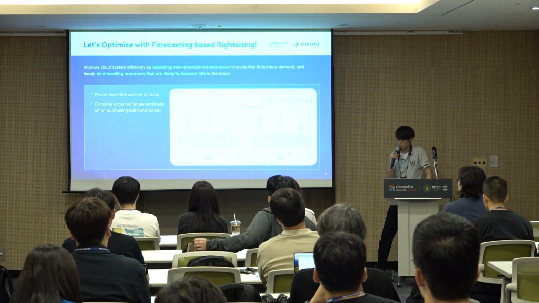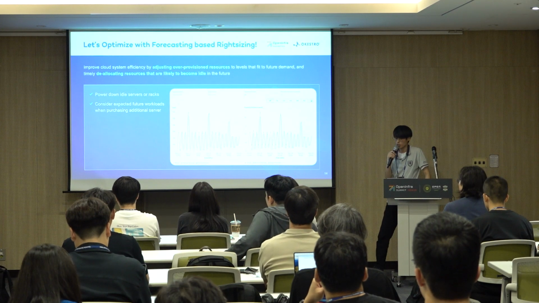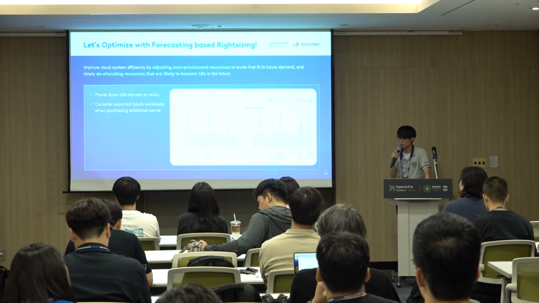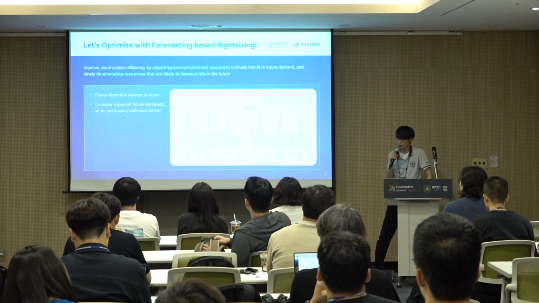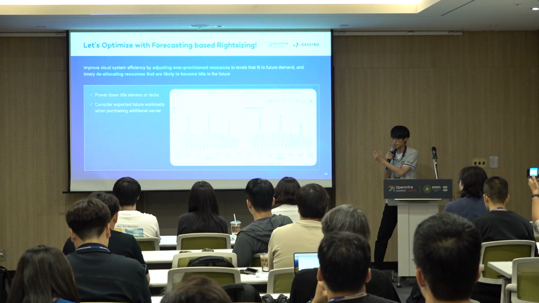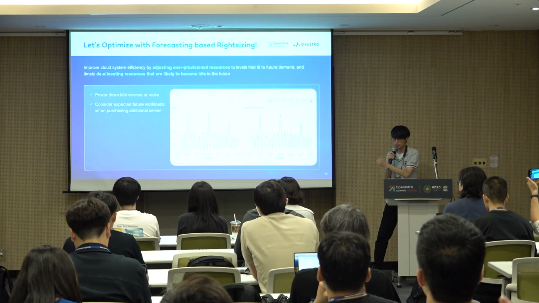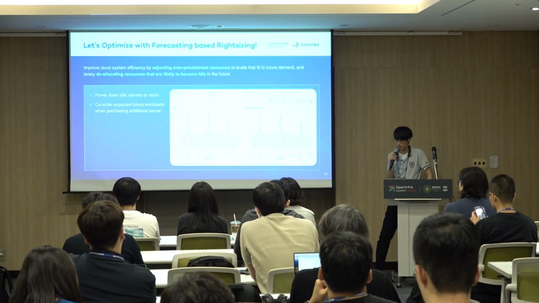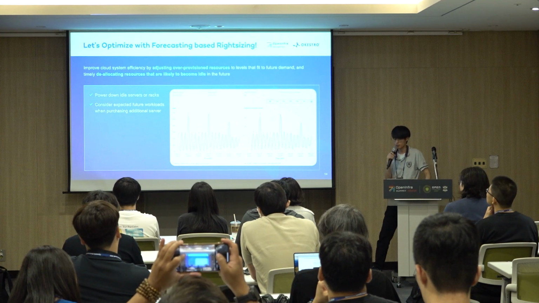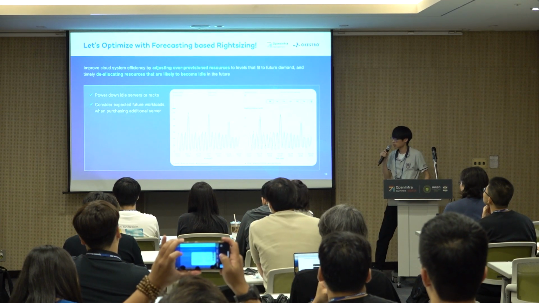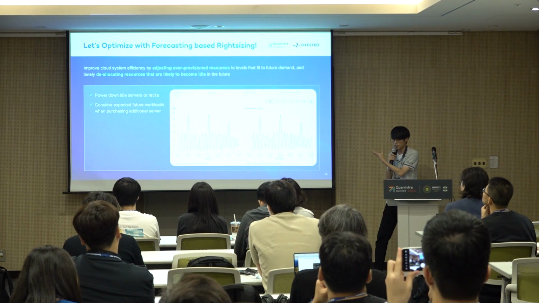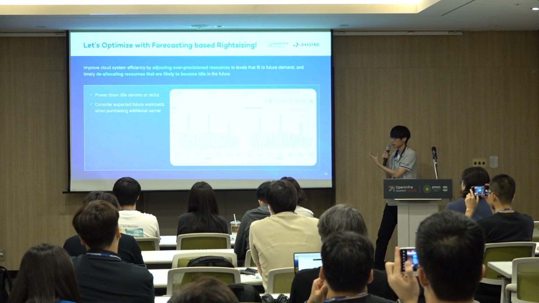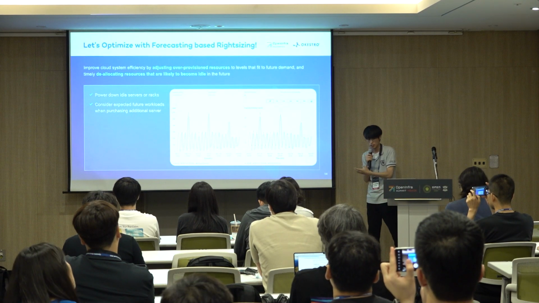So forecasting provides valuable insights for applying optimization techniques such as right sizing. By predicting future workload peaks and idle periods, organizations can properly resize VMs or containers and reclaim idle resources during idle time, increasing overall cloud system efficiency. This approach minimizes idle resources, potentially saving electricity costs by powering down servers or racks when possible.